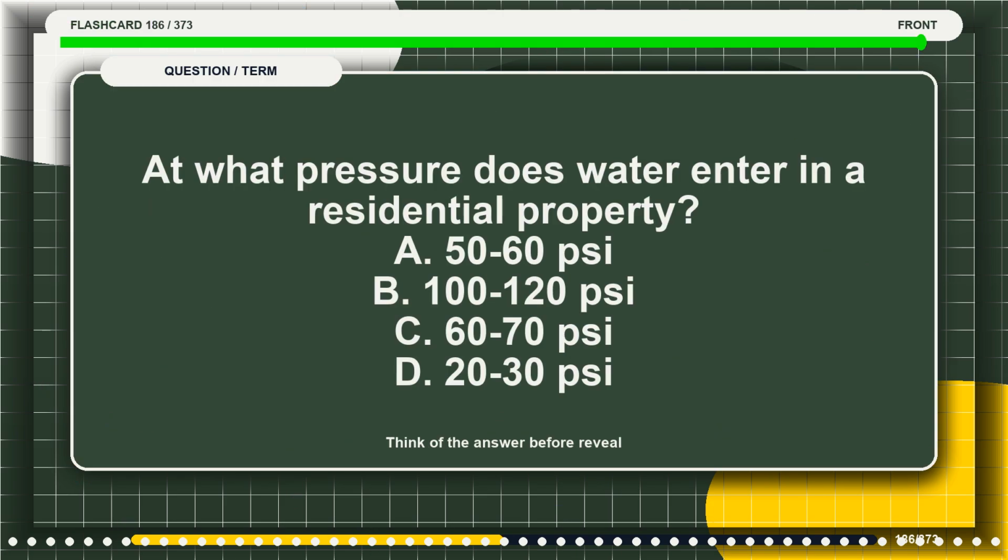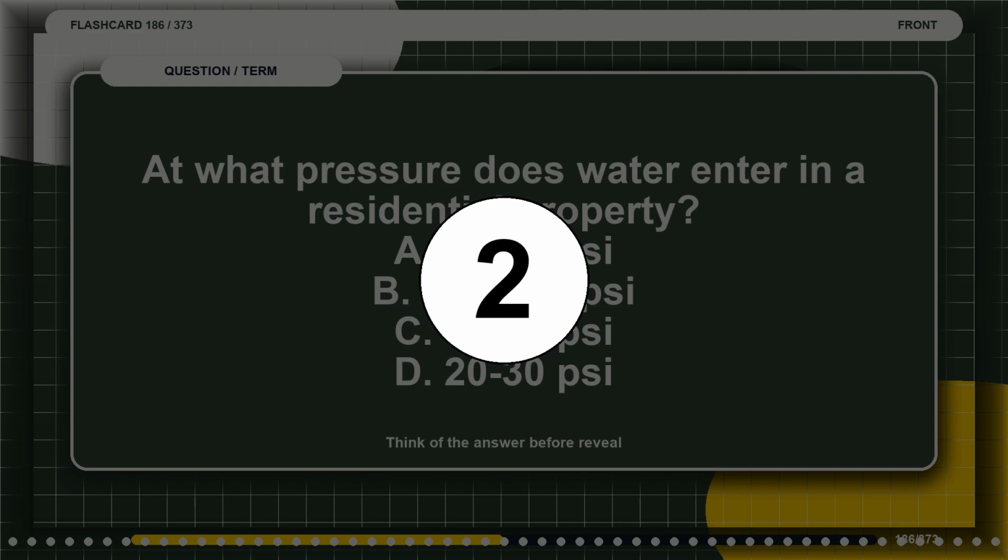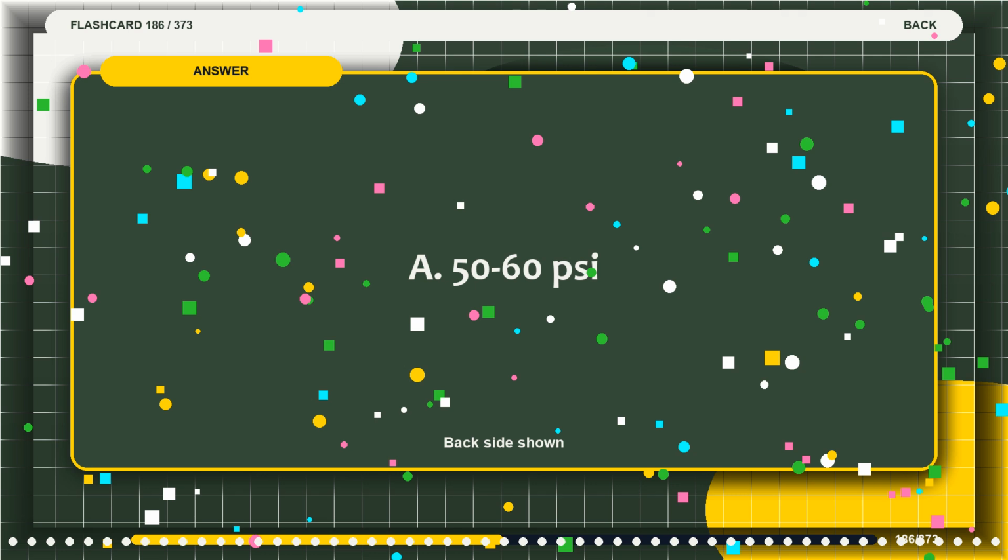Flashcard 186. At what pressure does water enter a residential property? A. 50-60 psi, B. 100-120 psi, C. 60-70 psi, D. 20-30 psi. Think of the answer before the reveal. The answer is A. 50-60 psi.